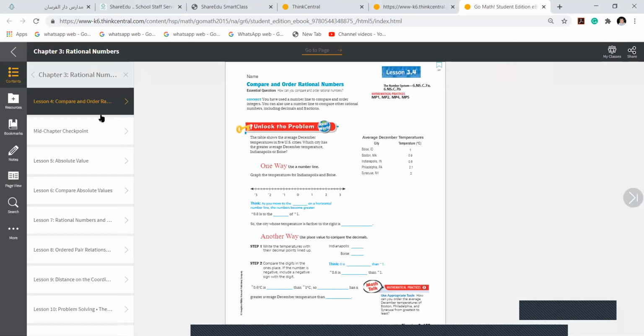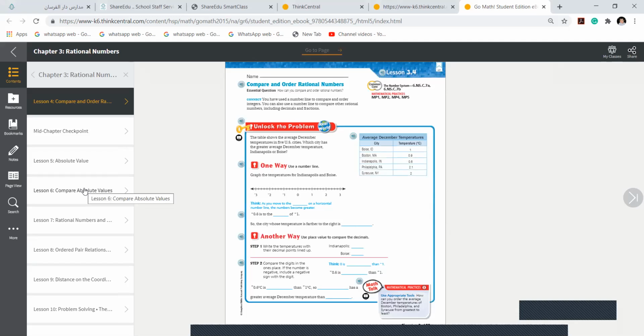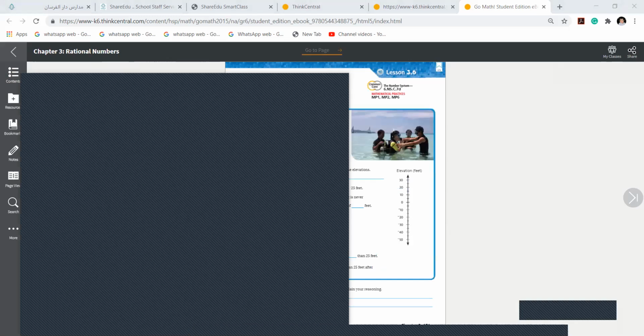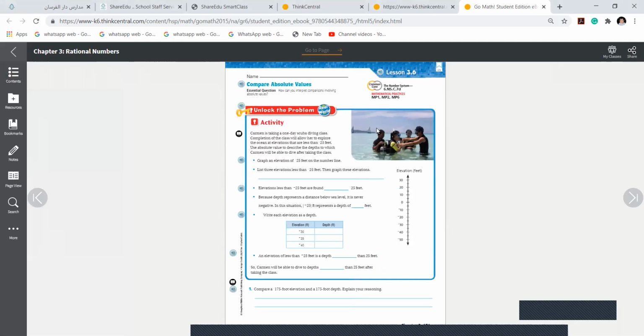Yes, Malak, what is the absolute value of minus 4? Absolute value of minus 4 is 4. It is positive. The absolute value of minus 4 is 4, exactly the opposite.